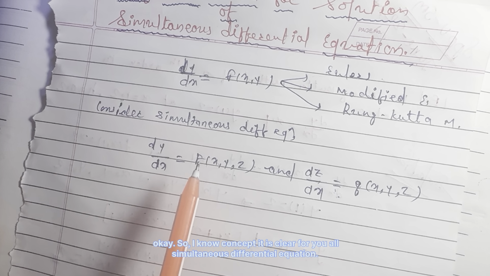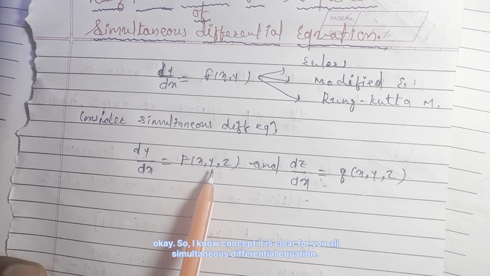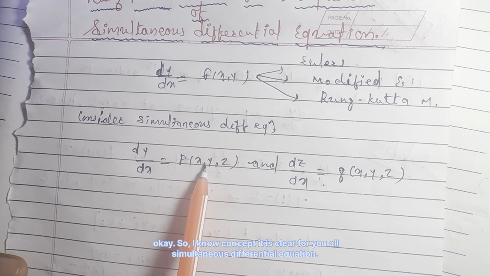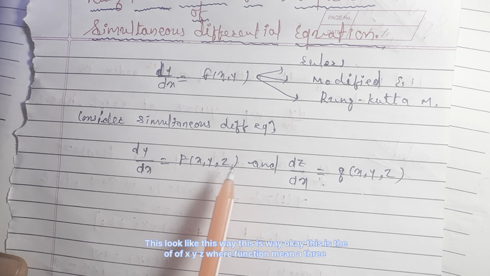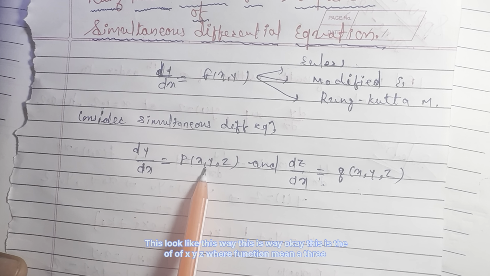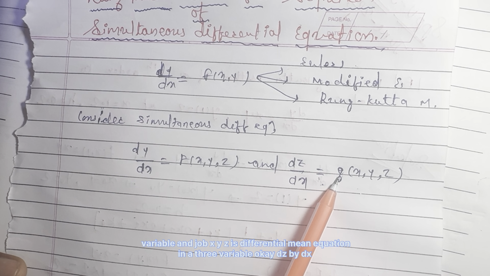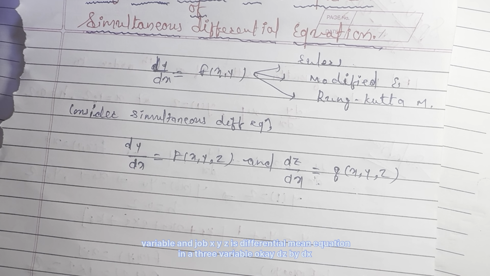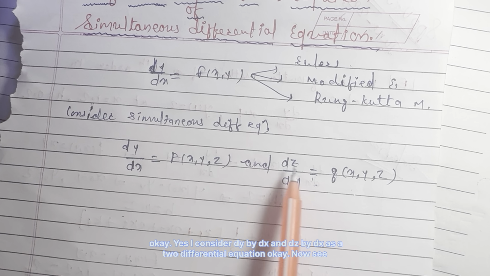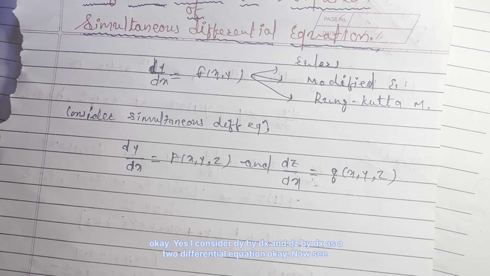So I hope the concept is clear for you all. Simultaneous differential equations look like this. This is f of x, y, z, a function in three variables, and g of x, y, z is a differential equation in three variables, dz by dx. I consider dy by dx and dz by dx as the two differential equations.